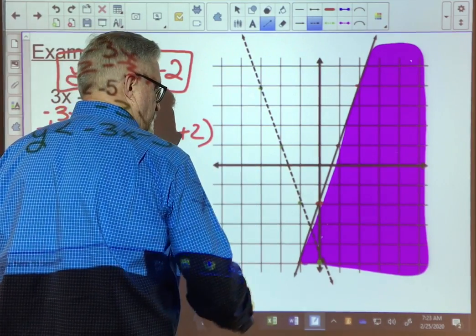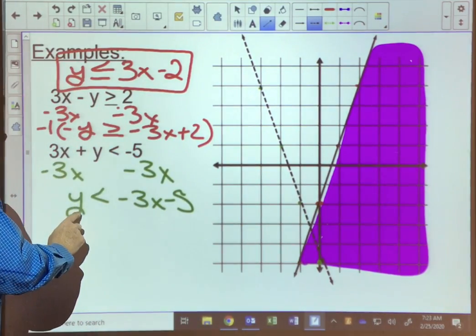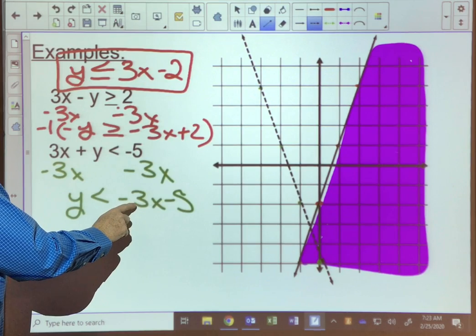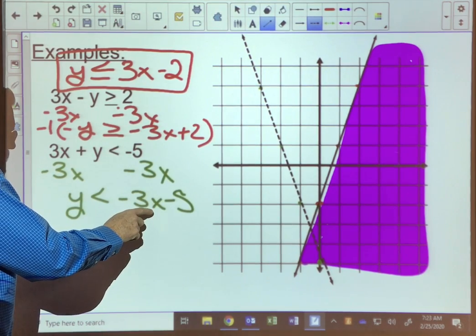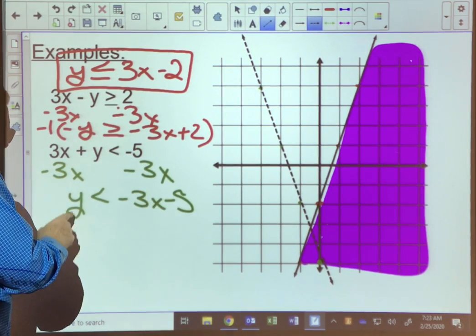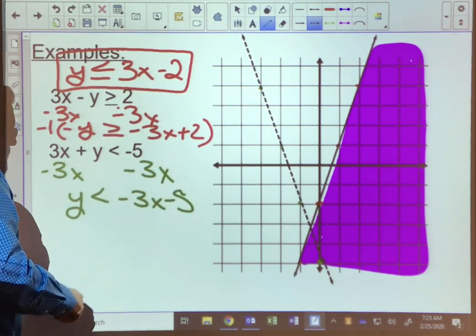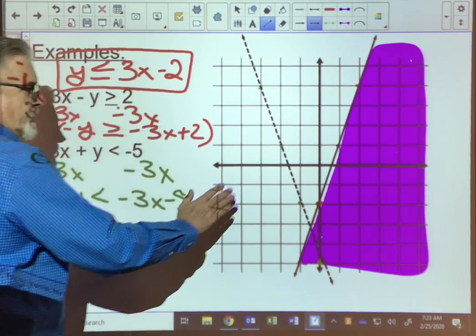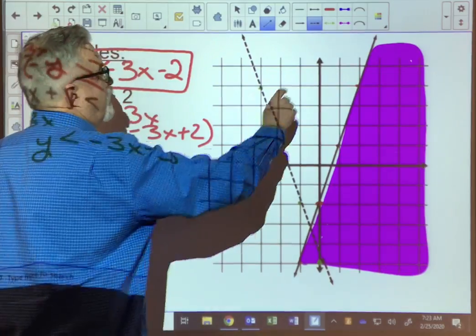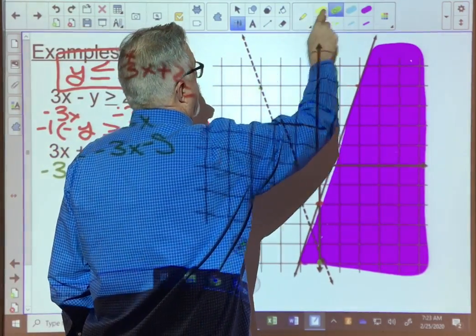We could check that with 0, 0, plug 0, 0 in. Over here, that would be negative 3 times 0, which is 0. Minus 5 would be negative 5. 0 is not less than negative 5. So we know we need to shade on this side. Let's go ahead and get our shading in.